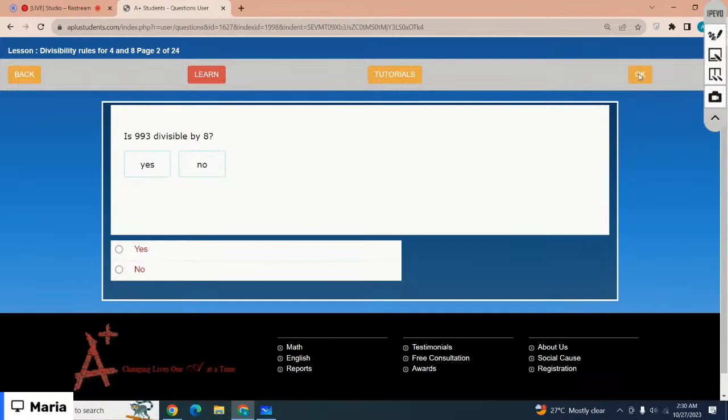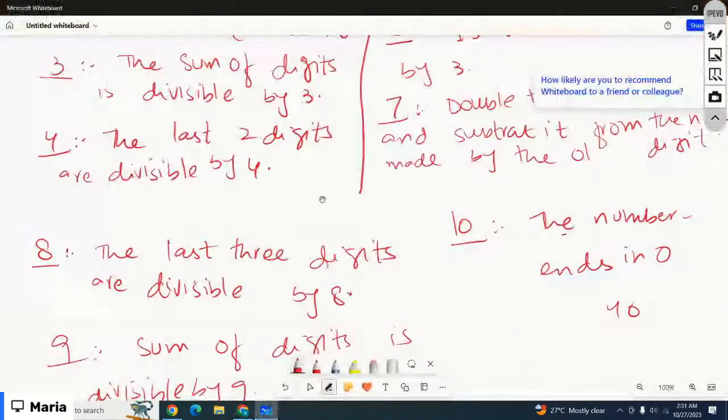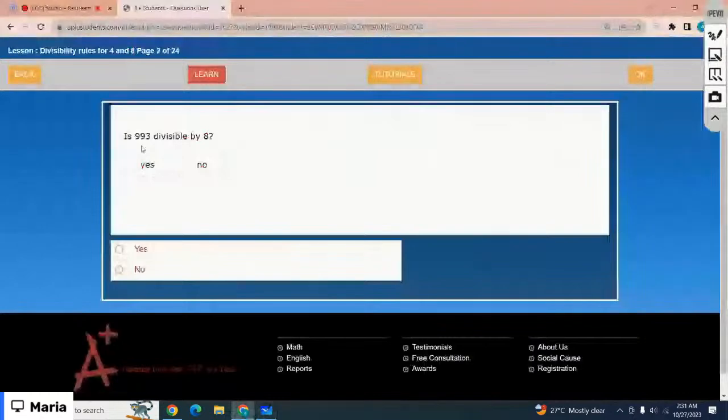Is 993 divisible by 8, which is the correct option? The divisibility rule for 8 is that the last three digits are divisible by 8, right? 993. No, I think 993 is not divisible by 8. The correct option is no.